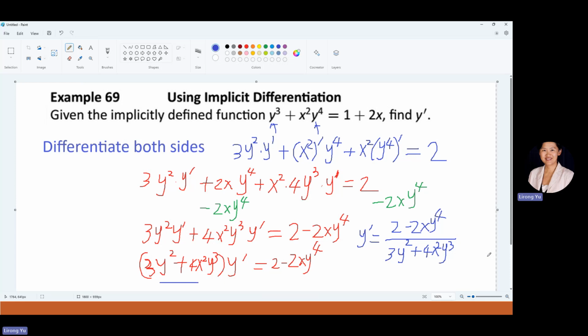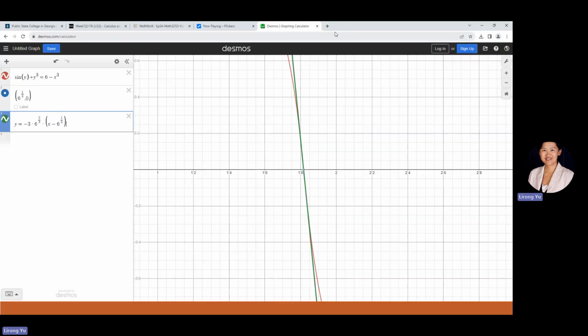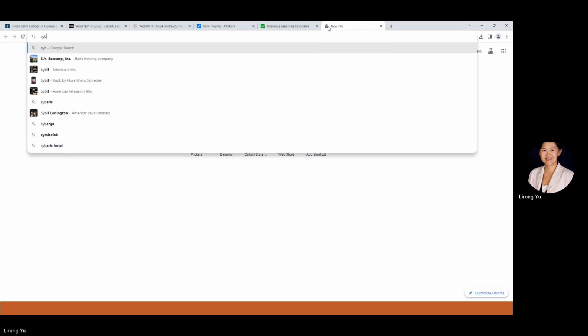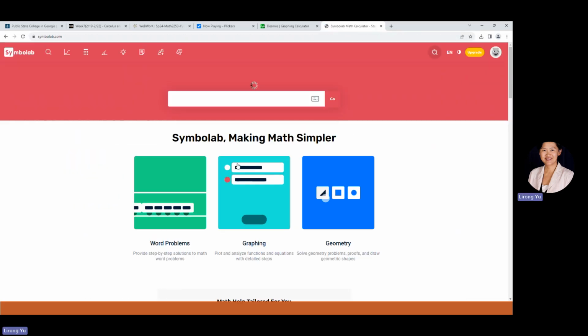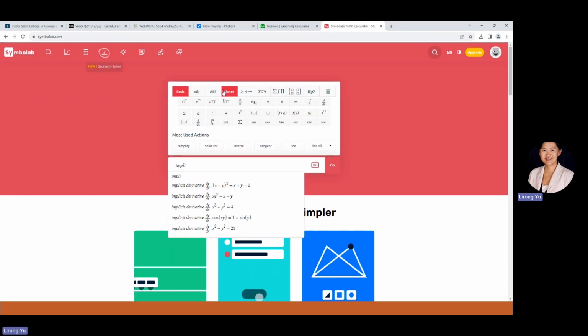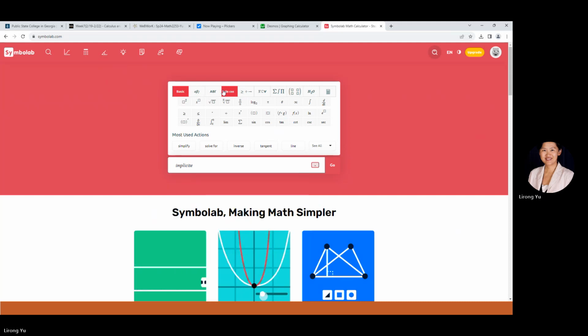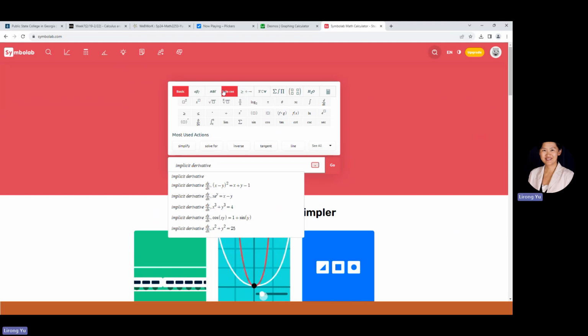Right, sometimes it does get complicated. You can see there are two terms in here, two terms there. We might sometimes lose track of the process. So if you wish to double check your work, I think I mentioned it before, you can try Symbolab. That way for this, you will just enter implicit derivative, and you put your equation in there.